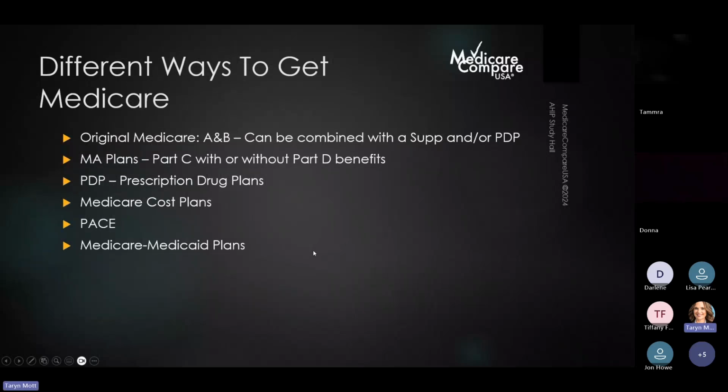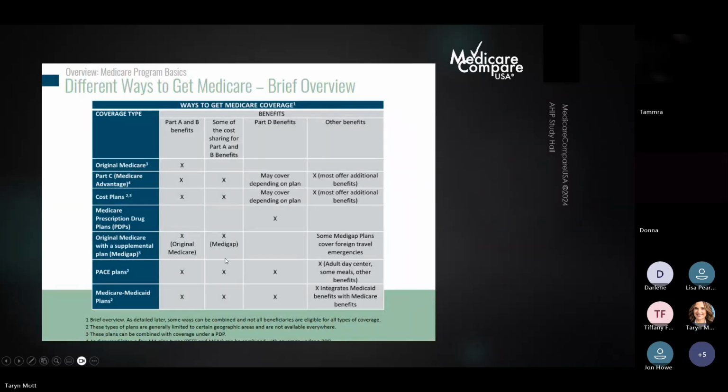The different ways to get Medicare. Original Medicare A and B can be combined with a Medicare supplement or a PDP. MA plans with Part C, with or without Part D benefits. Prescription drug plans, cost plans, PACE, and Medicare and Medicaid plans, known as dual eligible.